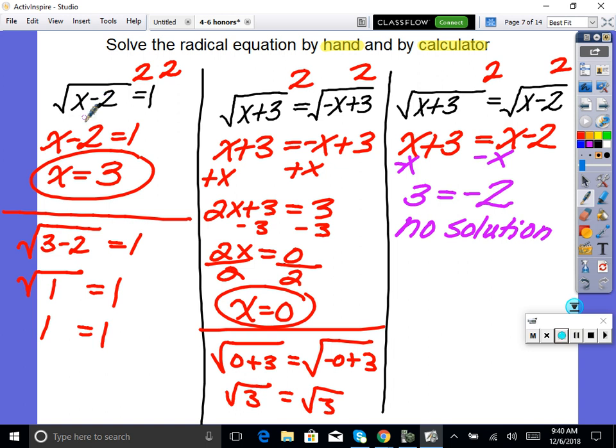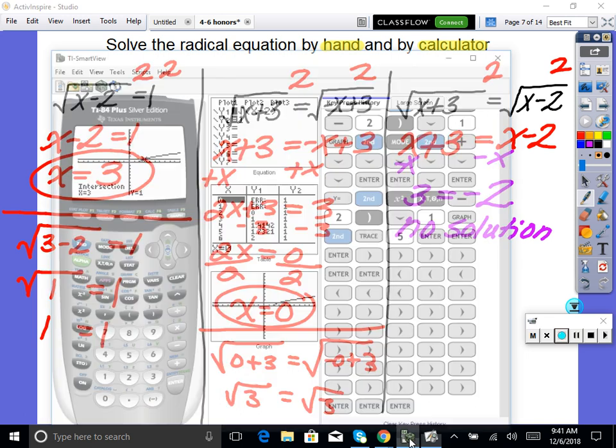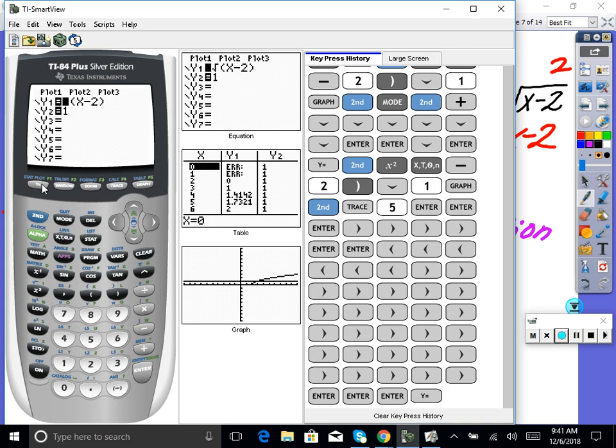Everybody go to your graph. On your calculator, hit y equals. We want to know, when does this square root function equal the function of 1? Because they're both technically functions. So you go to y equals and then type in the square root of x minus 2 in y1. And then in y2, we'll type in 1. We want to know when these are equal.